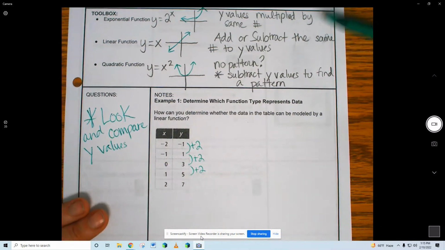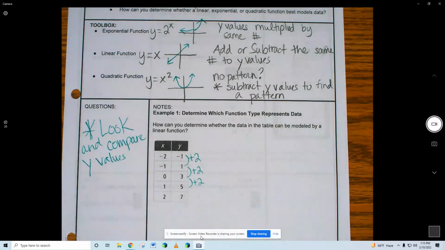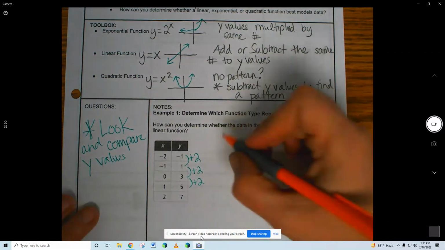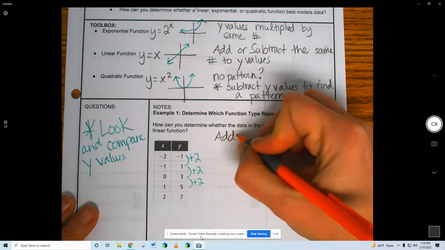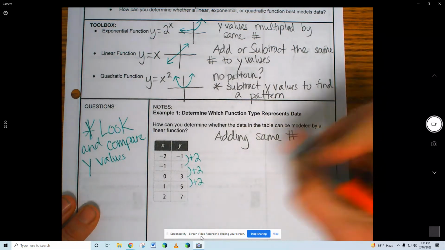So what is that? Exponential, linear, quadratic. If I'm adding by the same amount, plus 2, plus 2, plus 2, plus 2. What's that? Which one is it? Linear. Linear. Add or subtract the same number to the y values. So, I'm adding the same number. Linear.